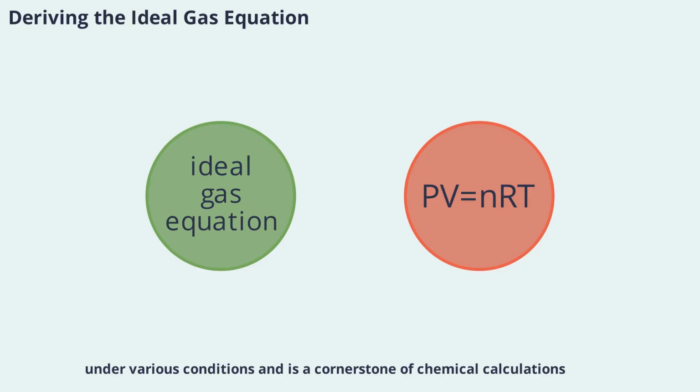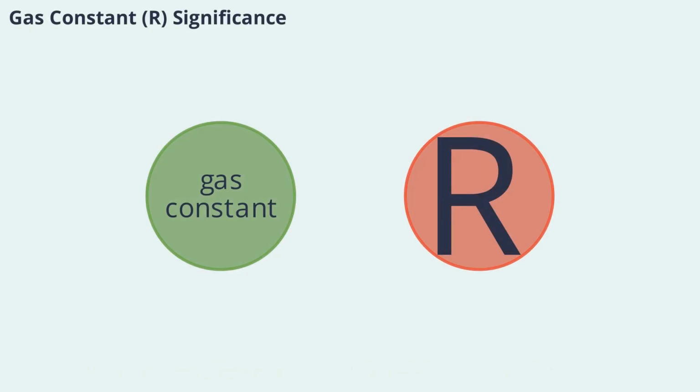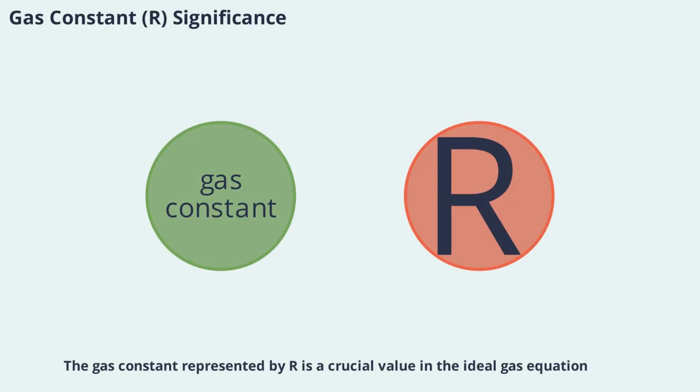The gas constant, represented by R, is a crucial value in the ideal gas equation. It bridges the relationship between pressure, volume, temperature, and the amount of gas. Its value depends on the units used, but it always serves as a universal constant for gas calculations. Understanding R's significance helps us apply the ideal gas law accurately in different scenarios.